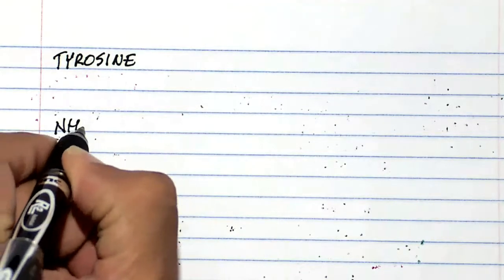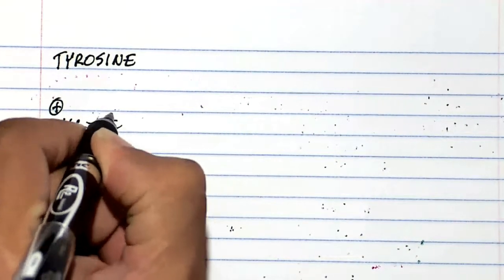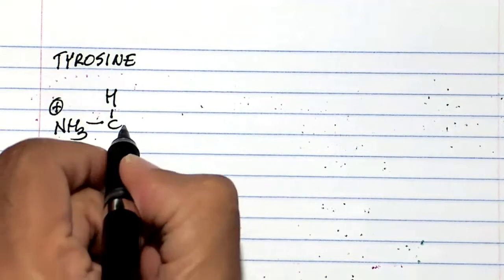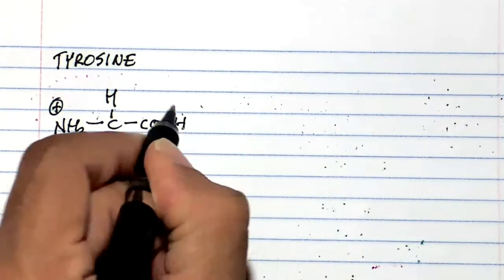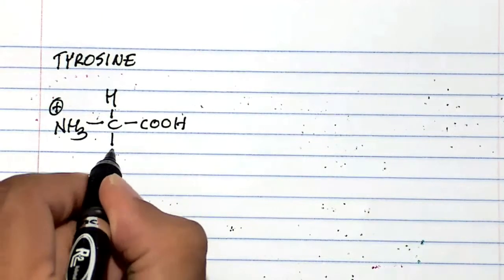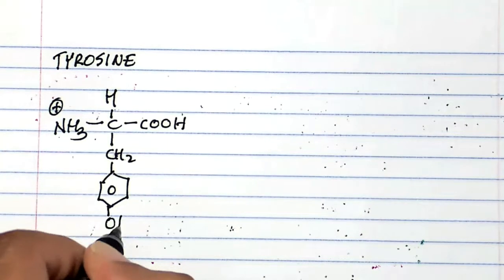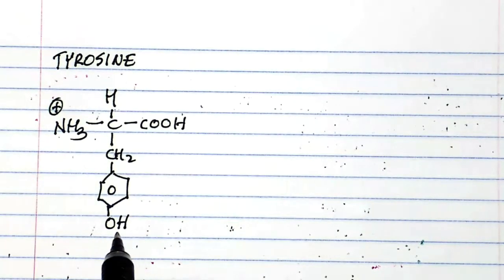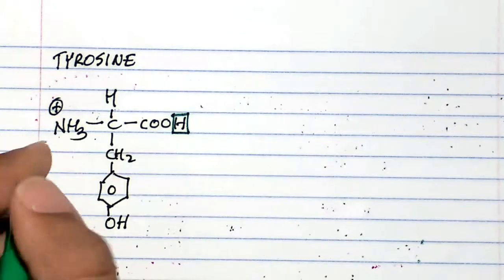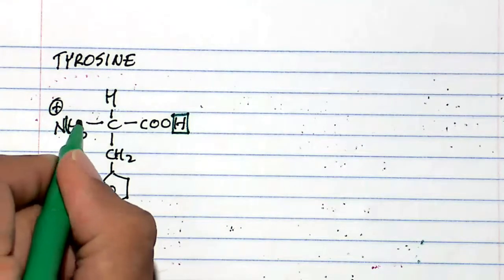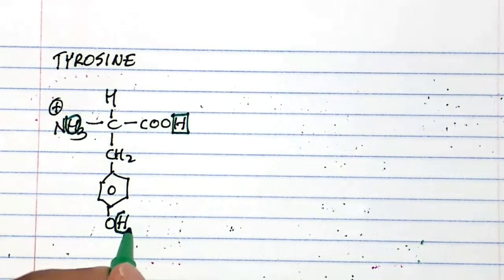So tyrosine has an alpha amino group, an alpha carbon with an alpha hydrogen, an alpha carboxylic acid group, and a side chain. The side chain of tyrosine actually has a third ionizable proton. So what are the ionizable protons in tyrosine, this specific amino acid? One of these protons comes off, and then yes, a third proton comes off. So what are the reactions for this?